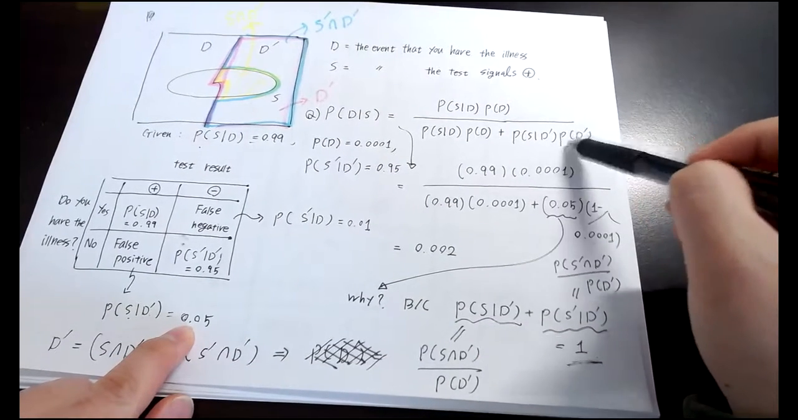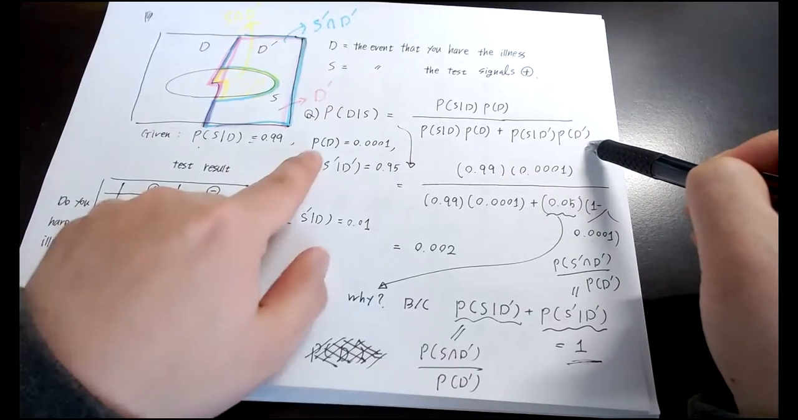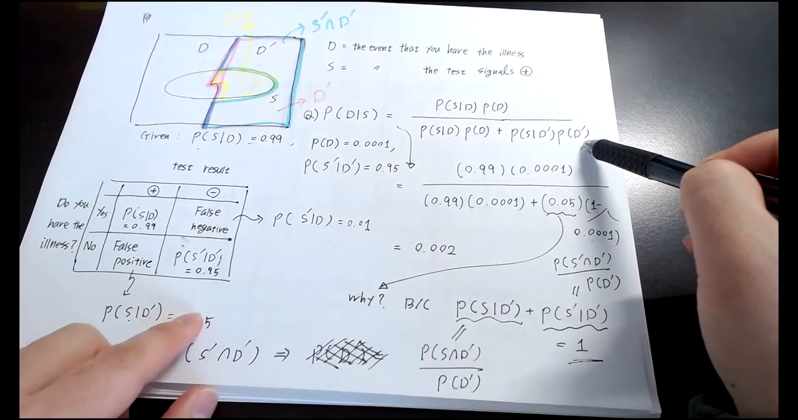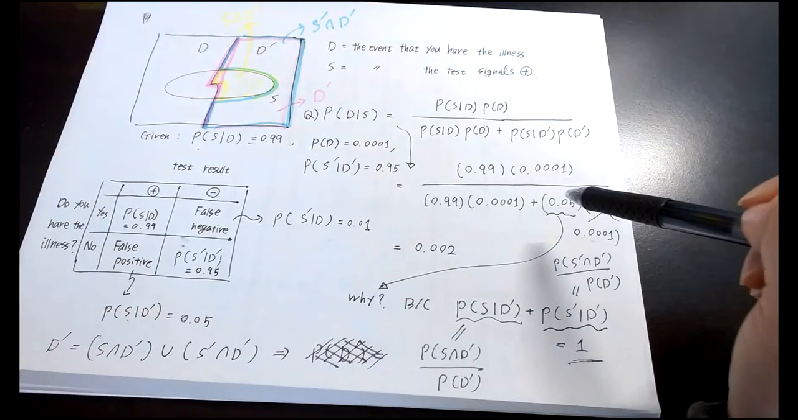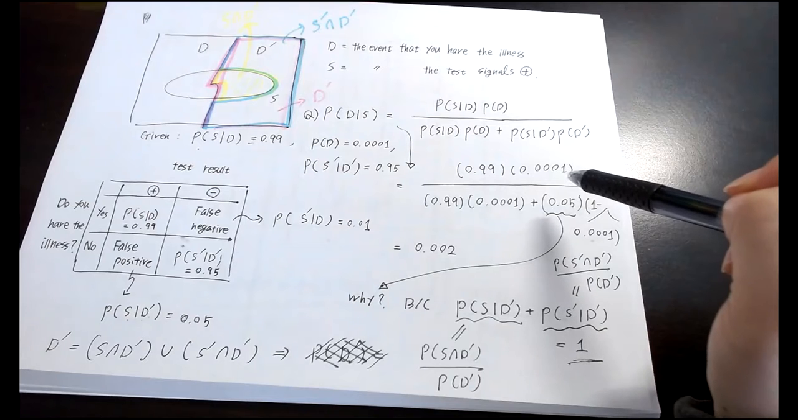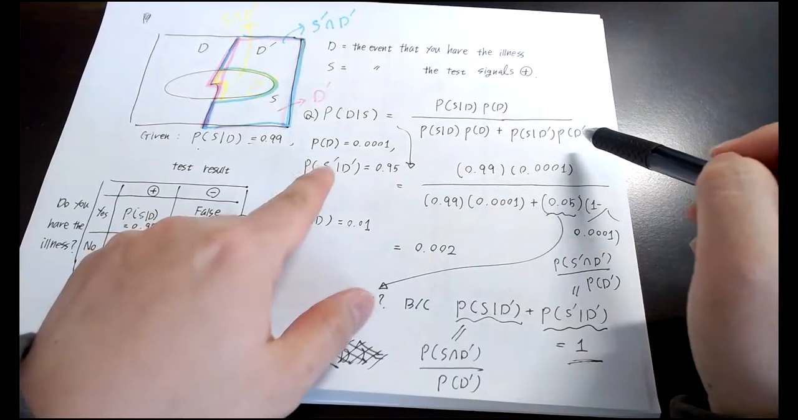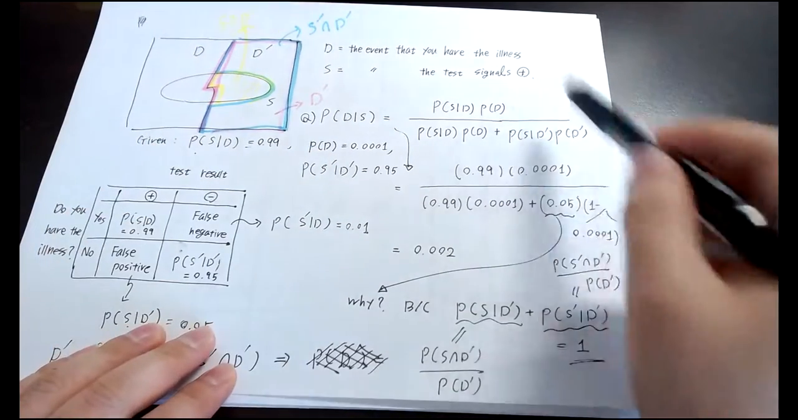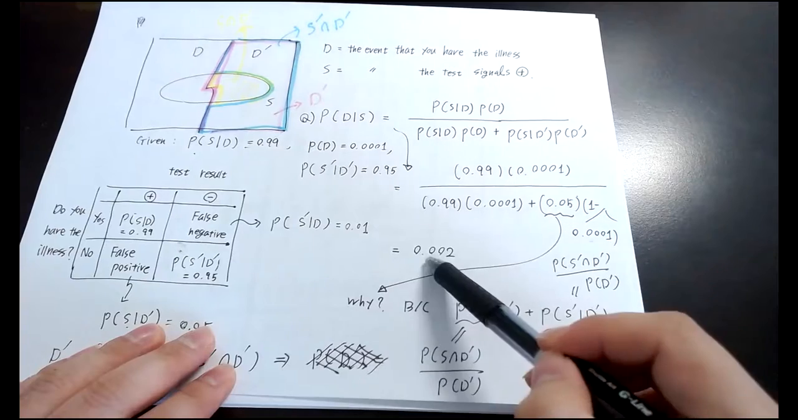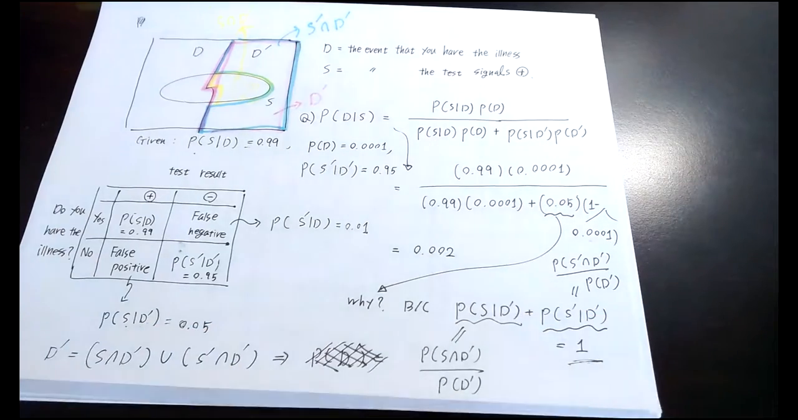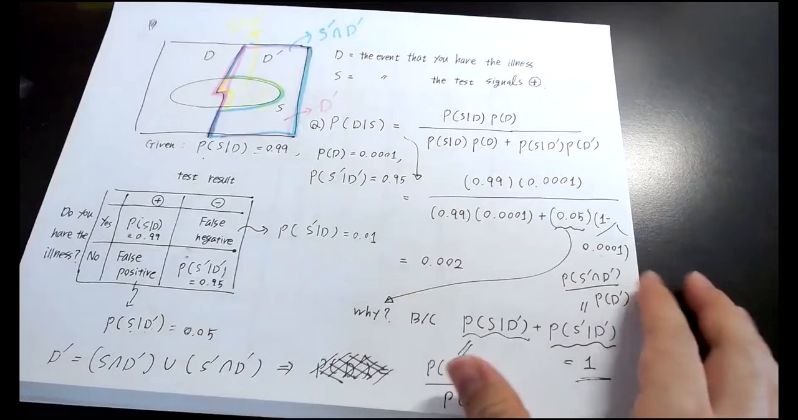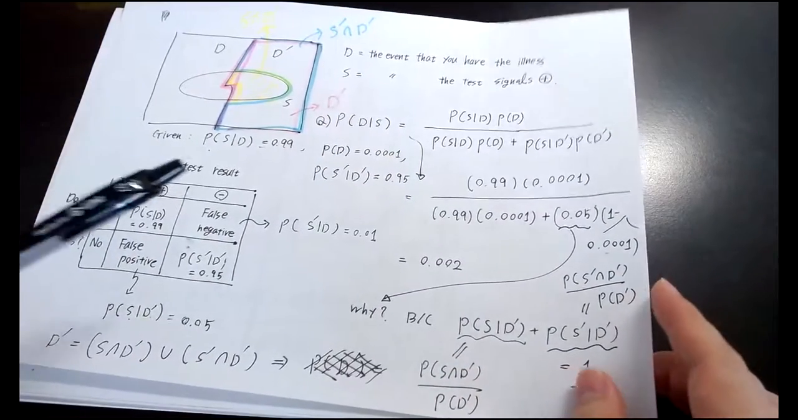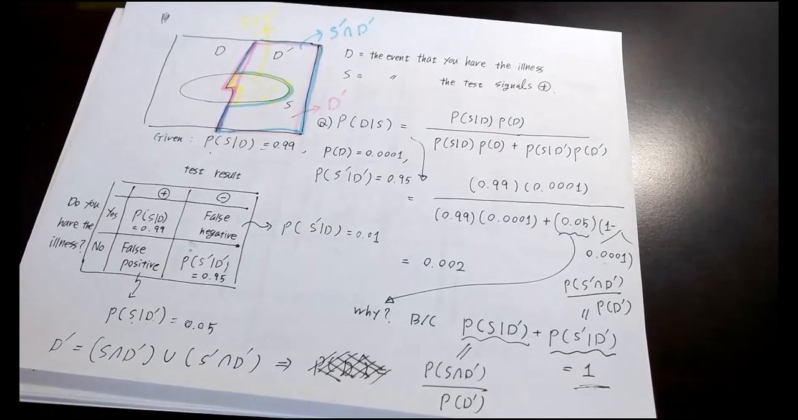So this is 0.05 times P of d prime. What is P of d prime? P of d is 0.0001, which means P of d prime is 1 minus 0.0001. There are only two answers, right? Do you have the illness, yes or no? So P of d prime must be the complement of P of d. Plug those numbers in here, and we get 0.002. You need to understand all this stuff completely. Okay, so that's Bayes theorem.